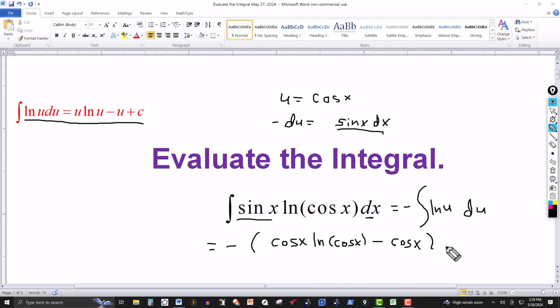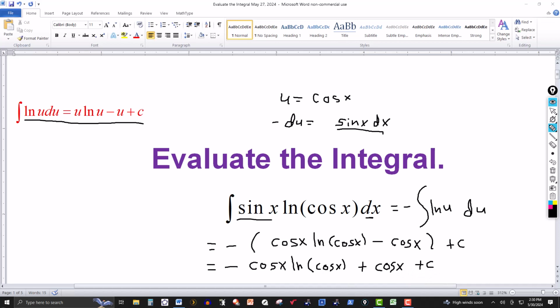I'm going to put this outside here, like this. And then just multiply through by the negative. So this is equal to minus cosine of x, natural log cosine of x, and then distribute the negative, make this a plus cosine of x plus c.